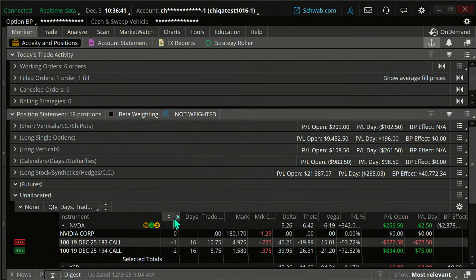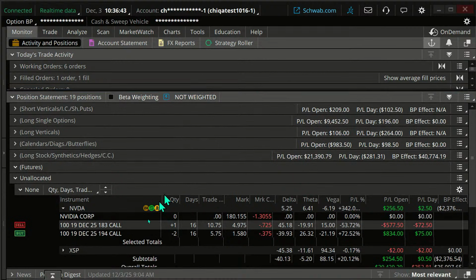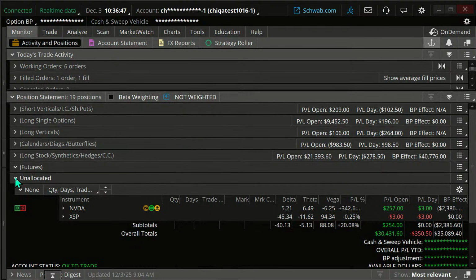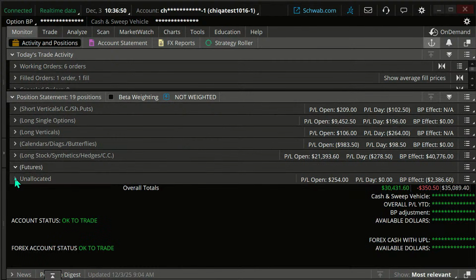So in terms of managing this particular trade, we're just going to keep hands off on that one. Okay. Let's go to some other trades.